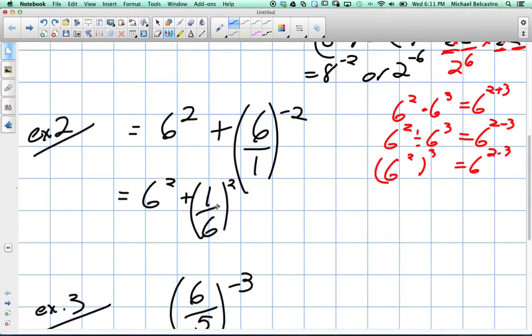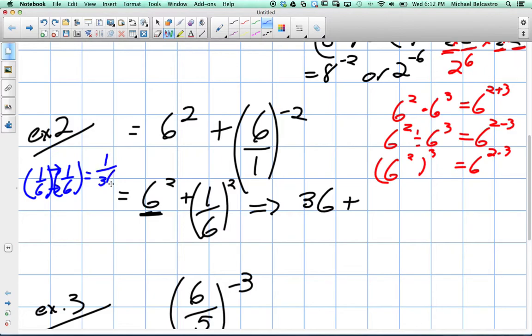Well, now I can equate these. Do we know what 6 to the power of 2 is actually? 36. Yep. So 36 plus, so that was the first part. Second part, I got to do 1 over 6 times 1 over 6. So I'm going to do that in blue over here. With fractions, we multiply top by the top, bottom by the bottom. What do we get? 1 and 36. Yeah, 1 and 36. So 36 plus 1 over 36.